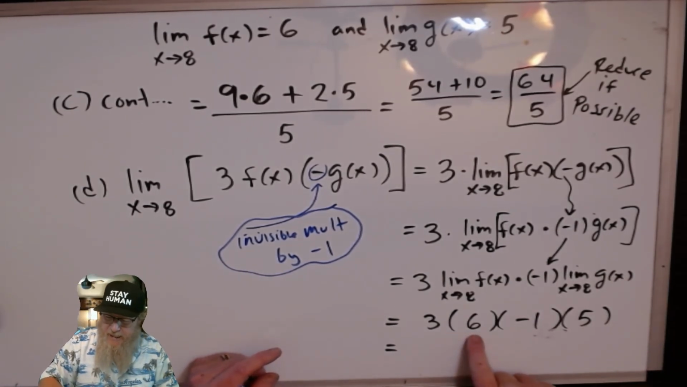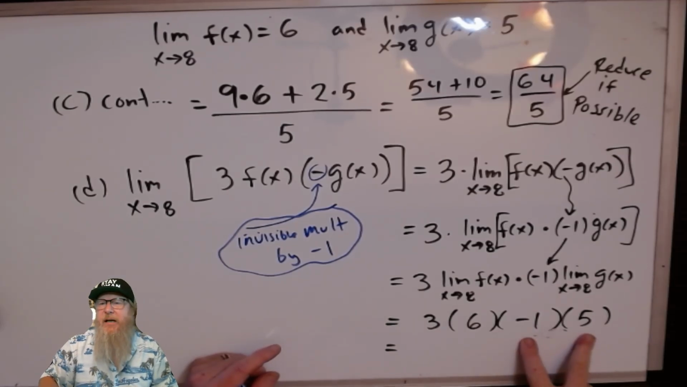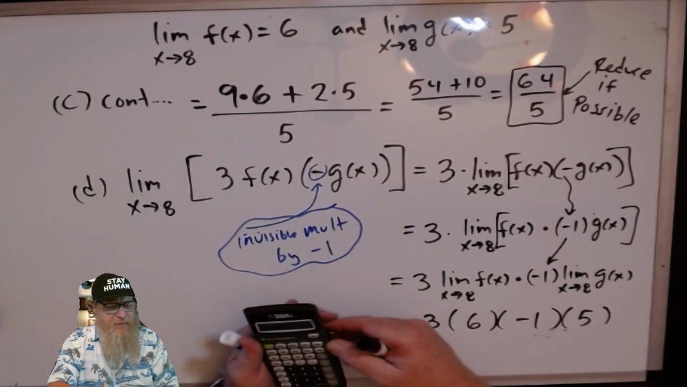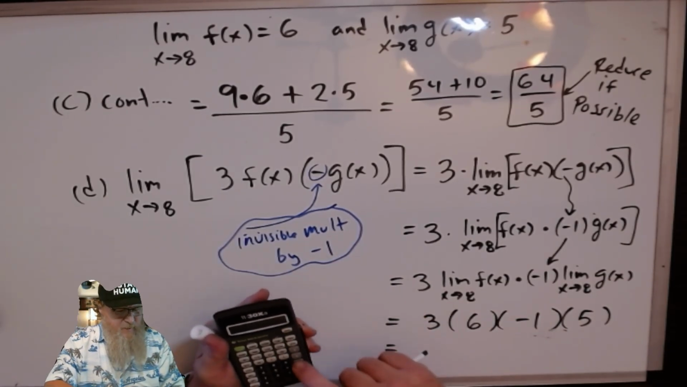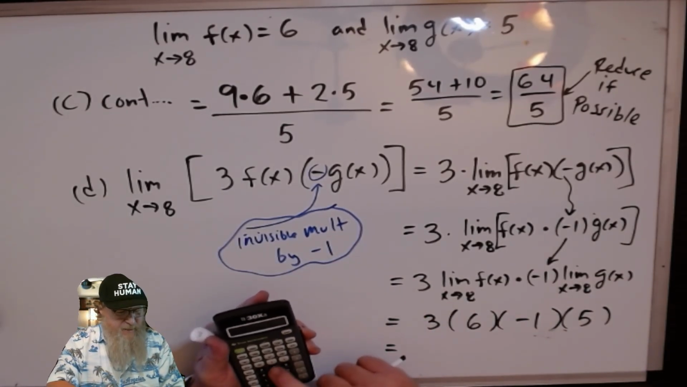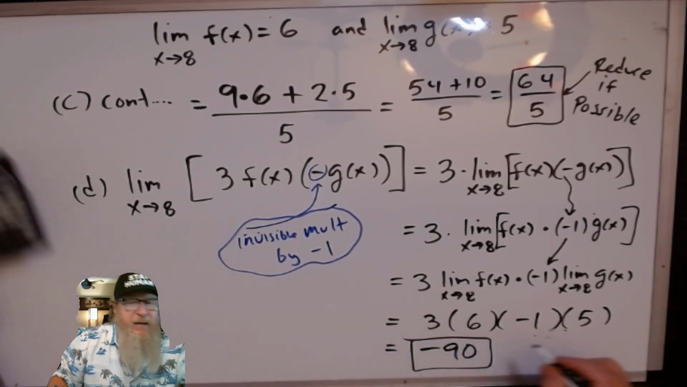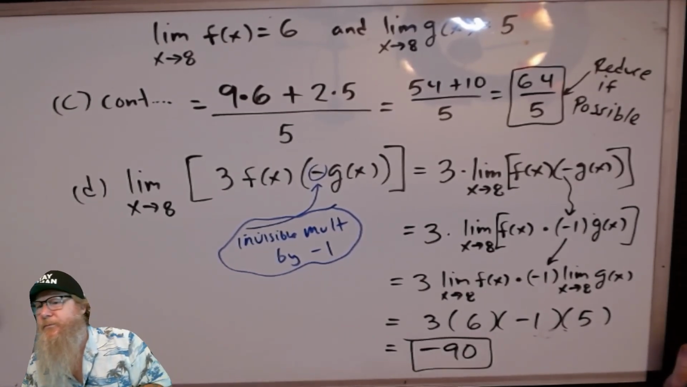3 times 6 is 18. -1 times 5 is -5. I'm just going to use a calculator because I'm tired. -5 times 18 is -90. And that is the end of that example.